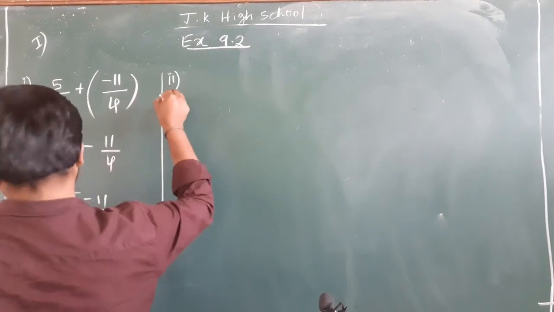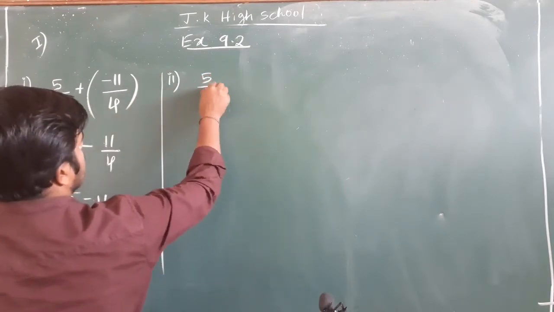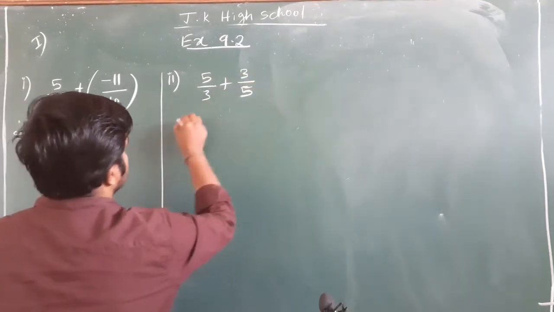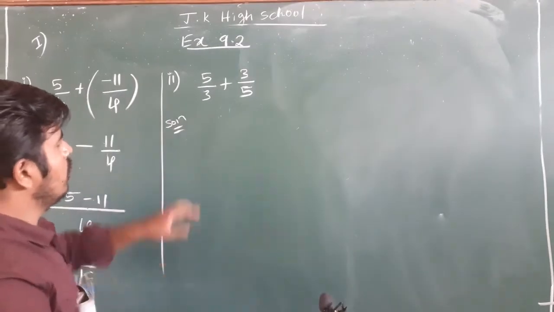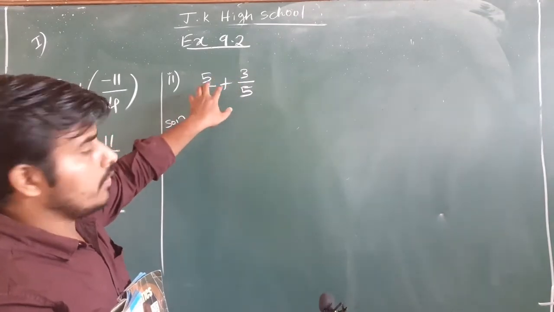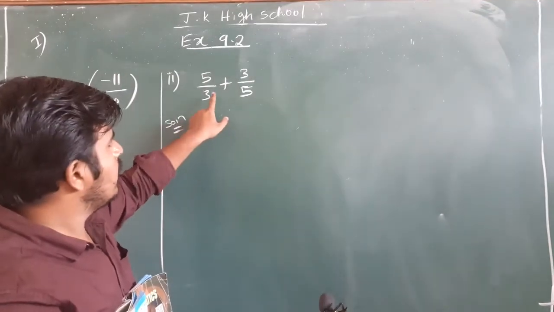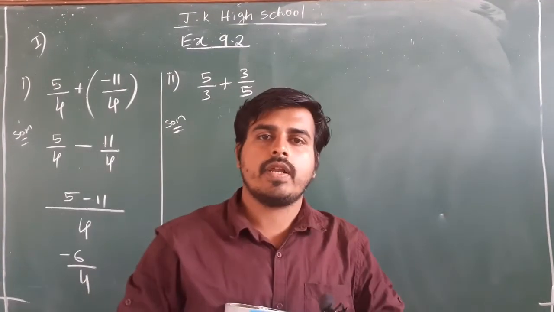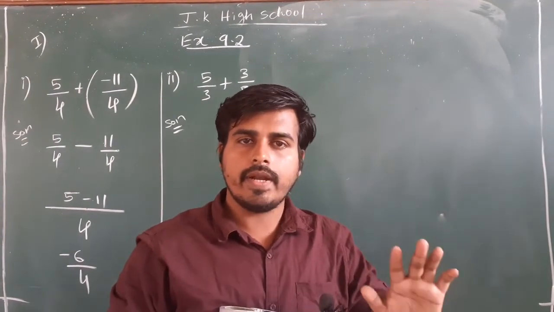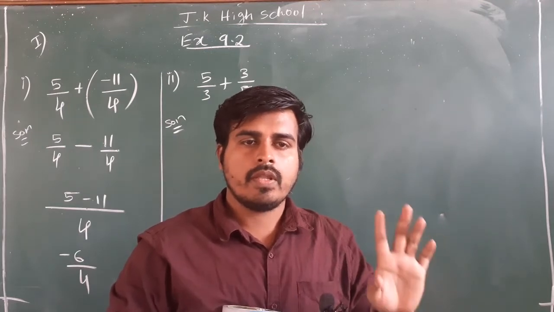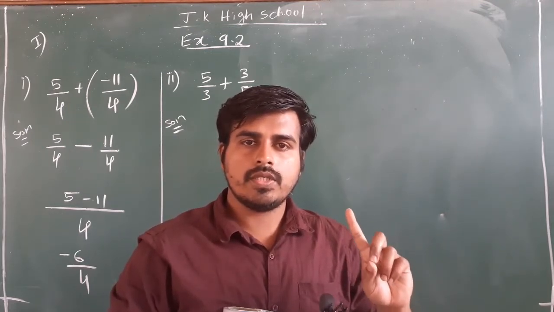Let's take a second question. This 5 by 3 plus 3 by 5. Solution. This is a positive rational number, this is also a positive rational number, and we can add both, but the denominators are different. Whenever the denominators are different, you cannot add or subtract any two fractions, but you can multiply and divide. So first our duty is to equate the denominators.